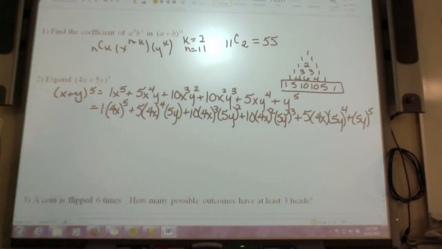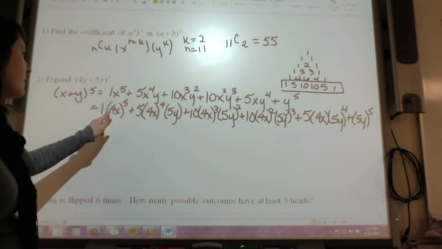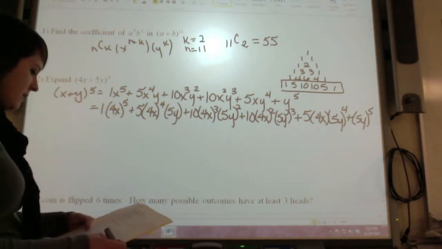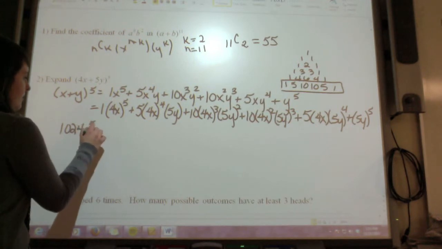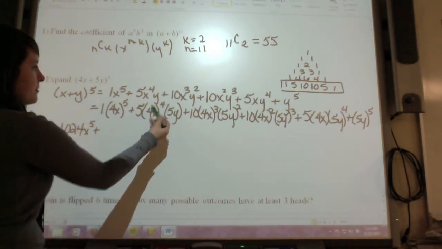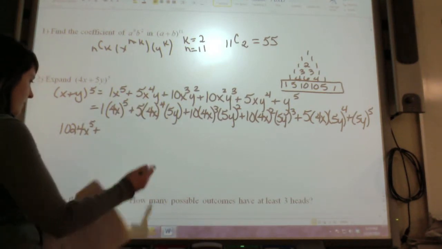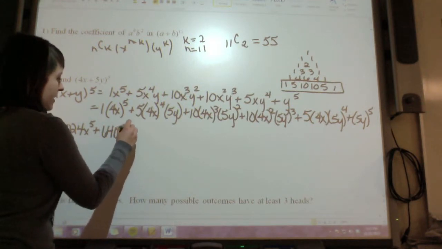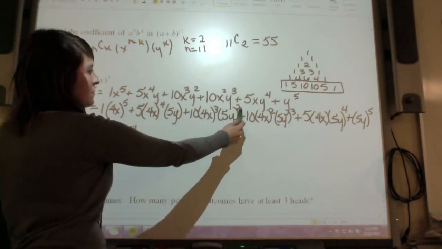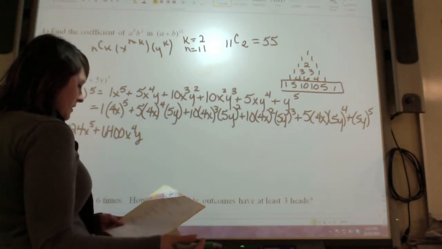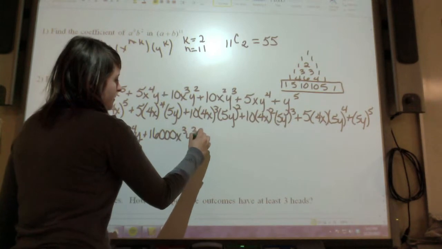Okay, so now I can go back through and I can simplify these. So if I take 4x to the 5th, that's 4 to the 5th times x to the 5th. 4 to the 5th is just 1024, so this is 1024 x to the 5th. Okay, over here, 4 to the 4th times 5 times 5, that gives me 6,400. And then I've got x to the 4th y. Over here, 10 times 4 to the 3rd times 5 squared. Those numbers all multiplied together give me 16,000. And that's x to the 3rd y squared.